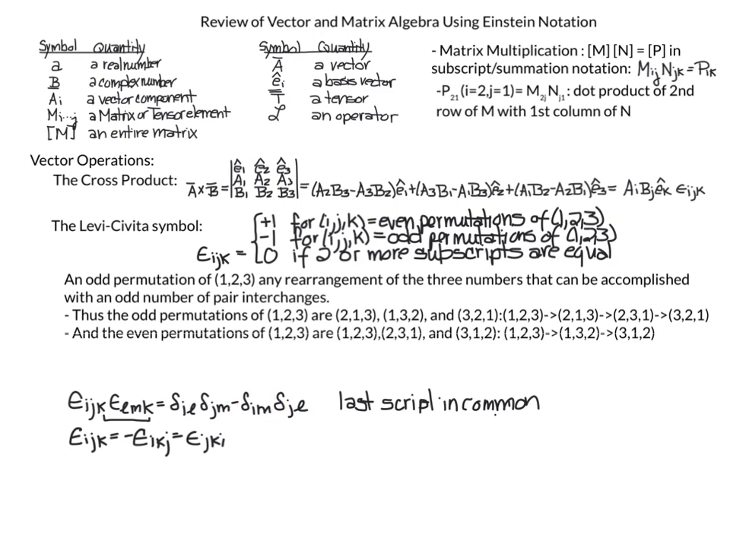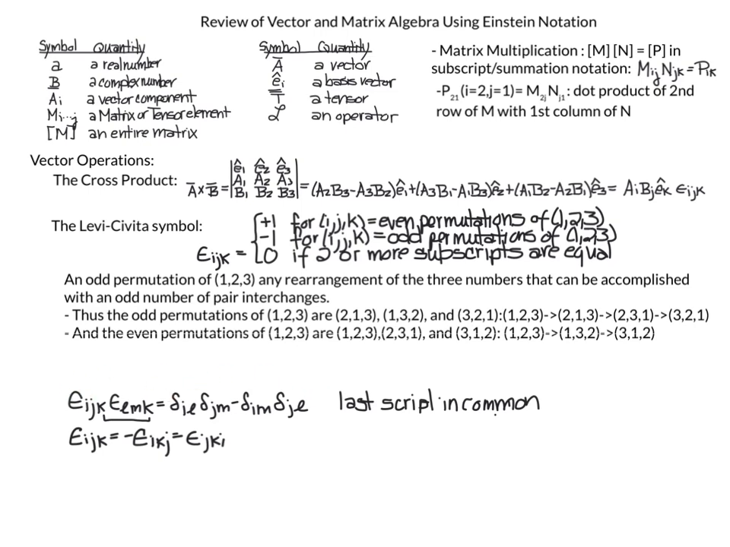So in other words, it's delta the first and the first symbol, delta the second and the second symbol, minus the first and the second, times the second and the first. So this is good if you ever need to somehow relate your Levi-Civita to the Kronecker delta.